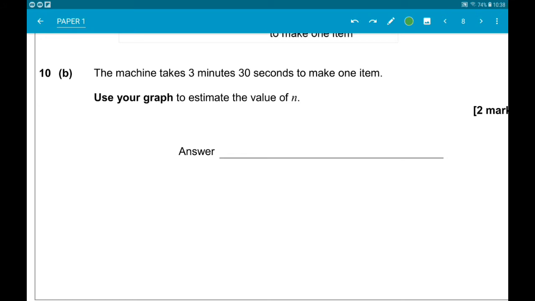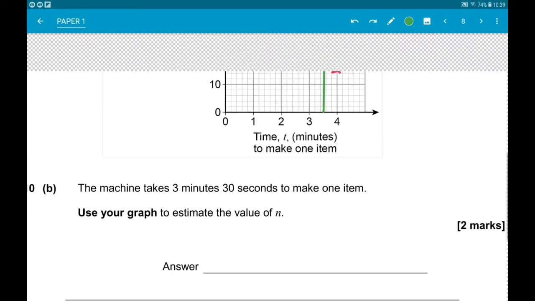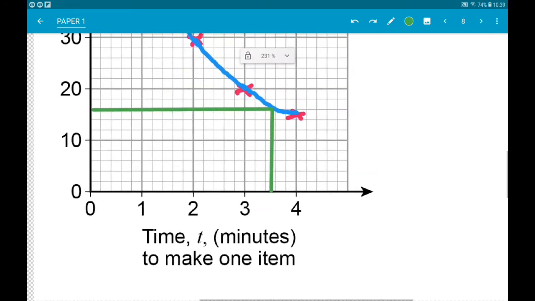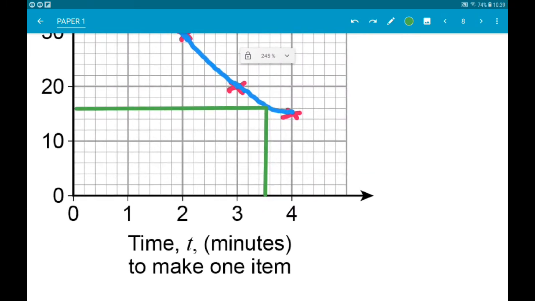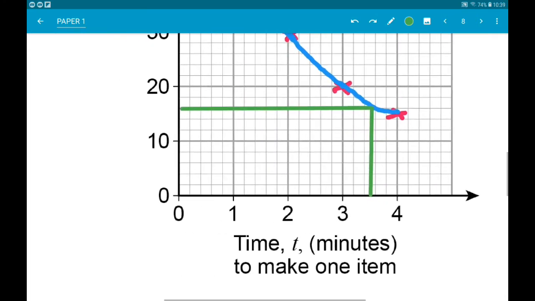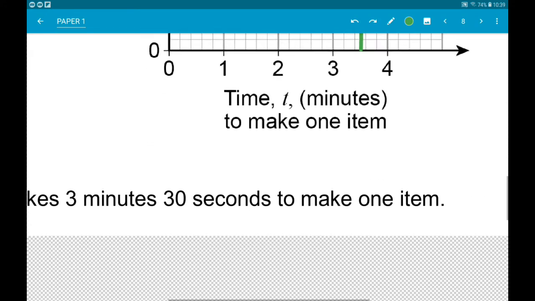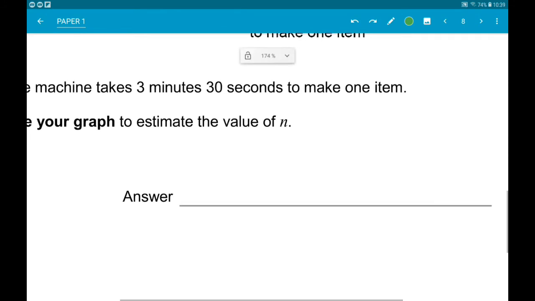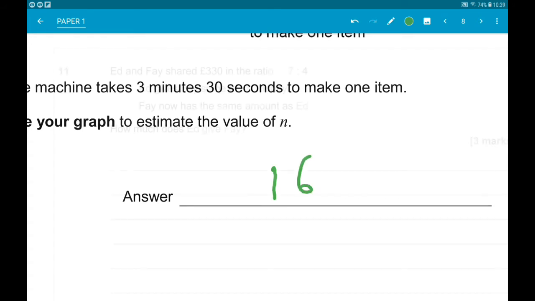Use your graph to estimate the value of n. So 3 minutes 30 seconds is 3.5 minutes. So we're going to go up from 3.5, hit our curve and then go across to n. So on mine it's pretty much dead on 16. You might get slightly different, and that's because your graph will be slightly different to mine.